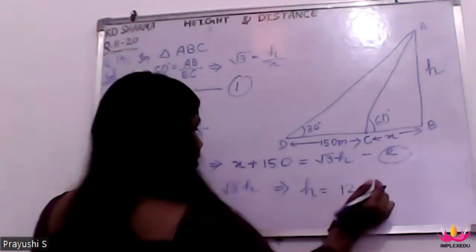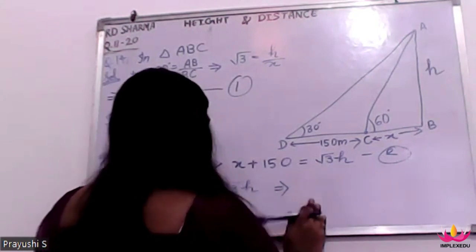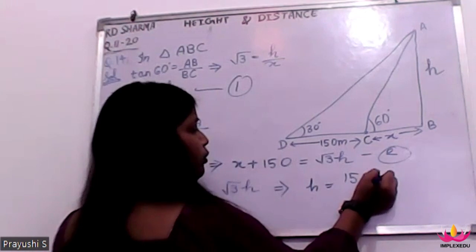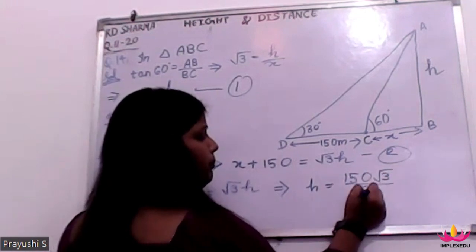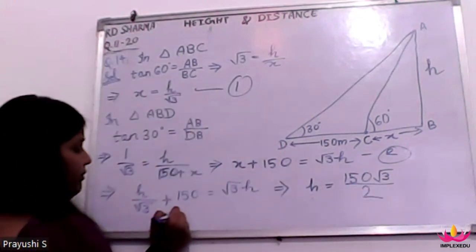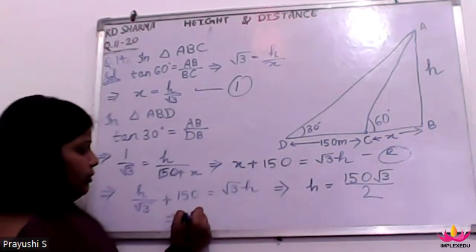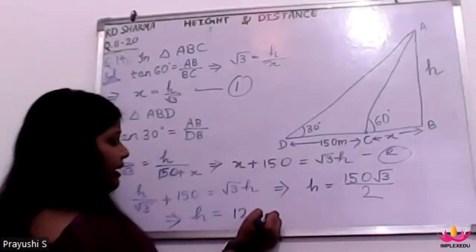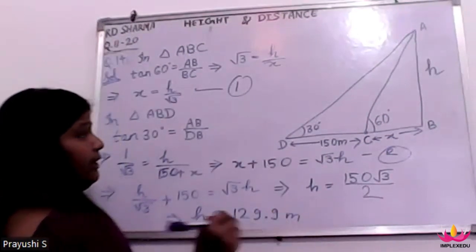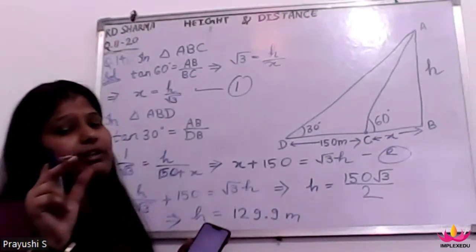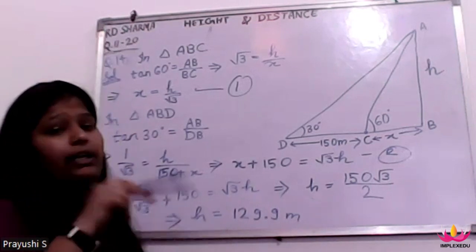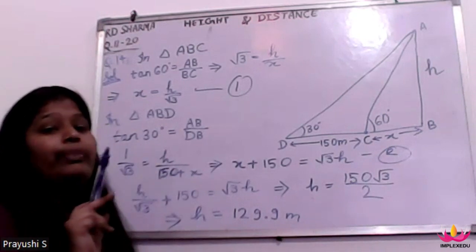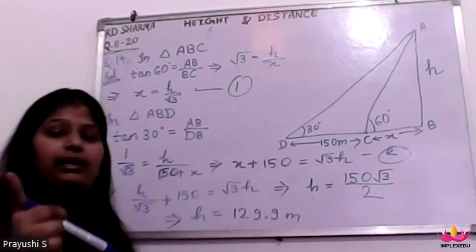h will be equal to 150 root 3 upon 2. Okay, and then when we put the value of root 3, we will have h equal to 129.9 meter. And in the question, it is already given that we have to prove the height of the tower should be 129.9 meter. That means our answer is correct.